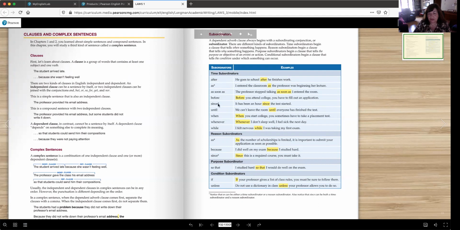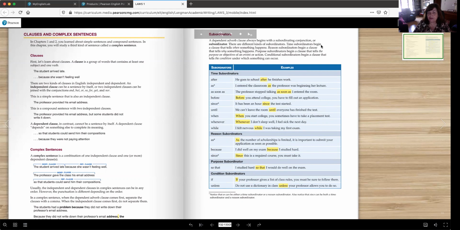These words are used for time. These words are used for a reason. They answer why. These words are used for a purpose. They answer what for. And these words are used for a condition, okay? So we're going to go over these words in a couple of minutes. Let's just read this. A dependent adverb clause always begins with a subordinating conjunction or subordinator. There are different kinds of subordinators.